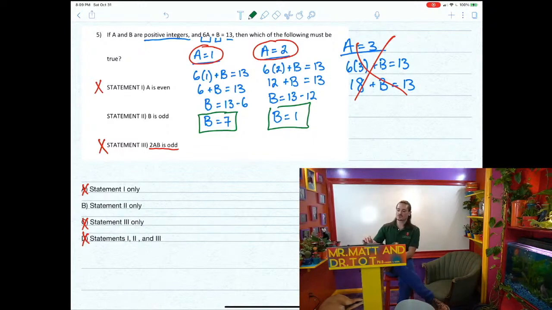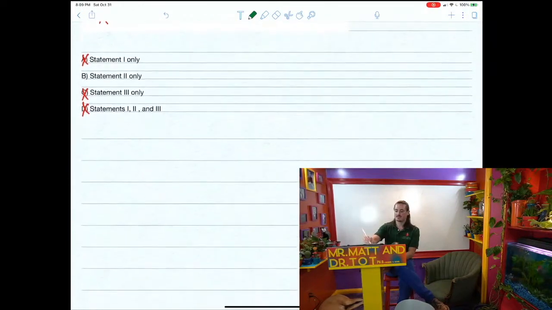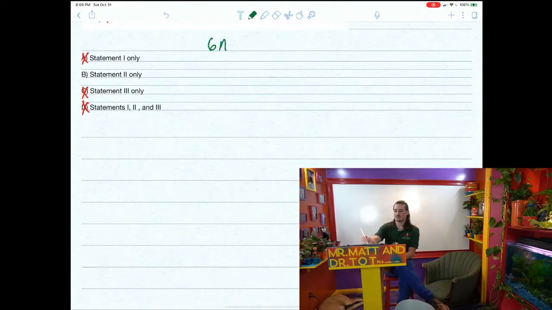You could have also solved this conceptually, which I want to go through. So we have 6 times A plus B is equal to 13. Evaluate these expressions, these monomials, each part of the equation, based on the relevant characteristic that the question is testing. So here we're talking about even versus odd.